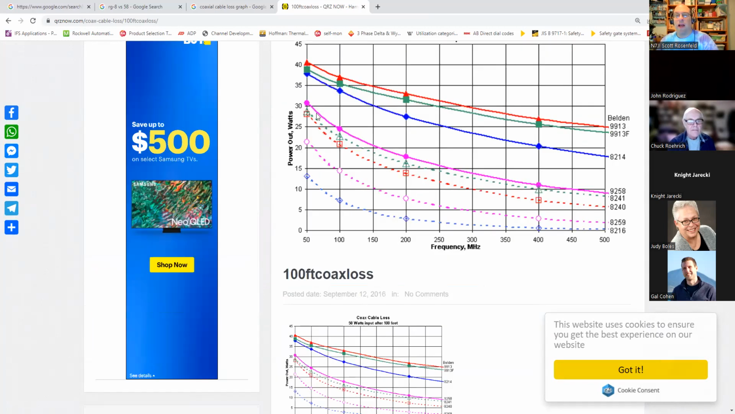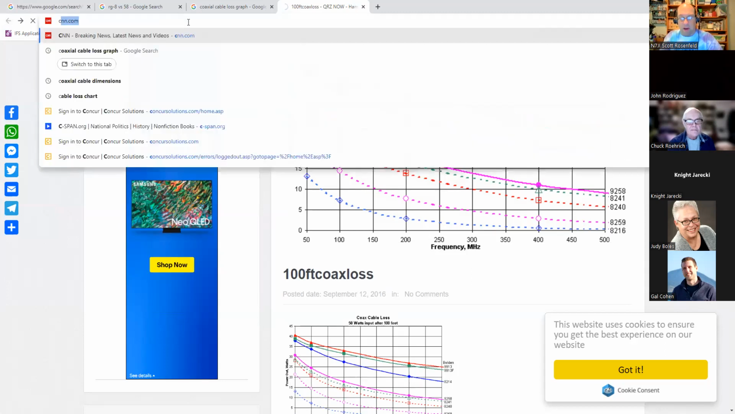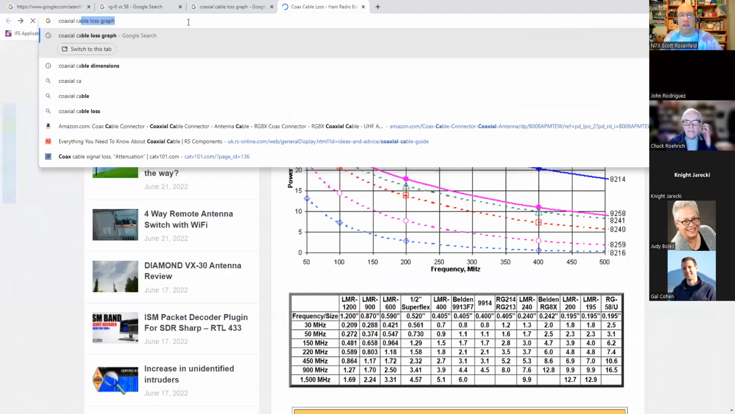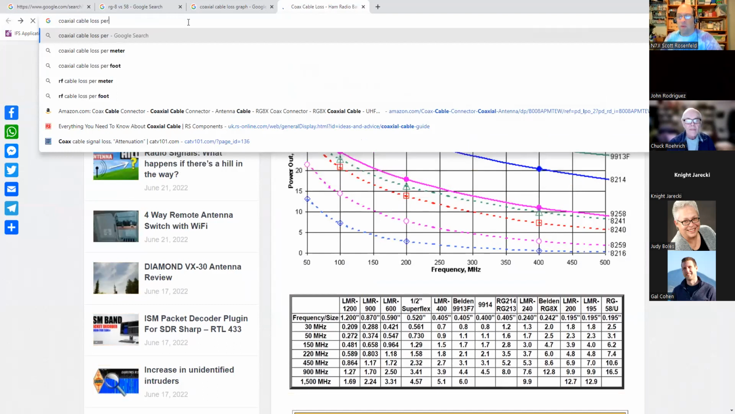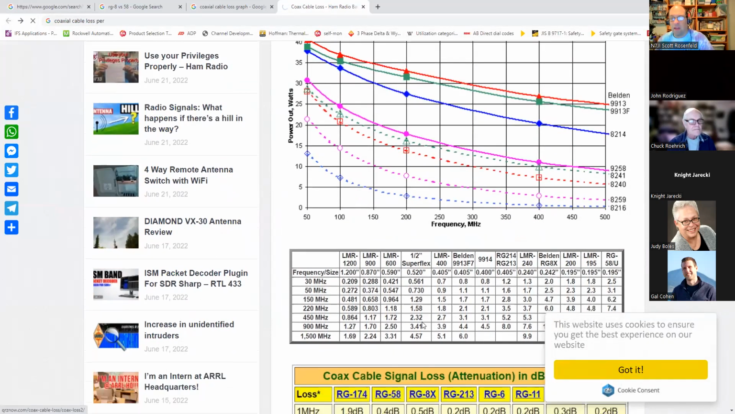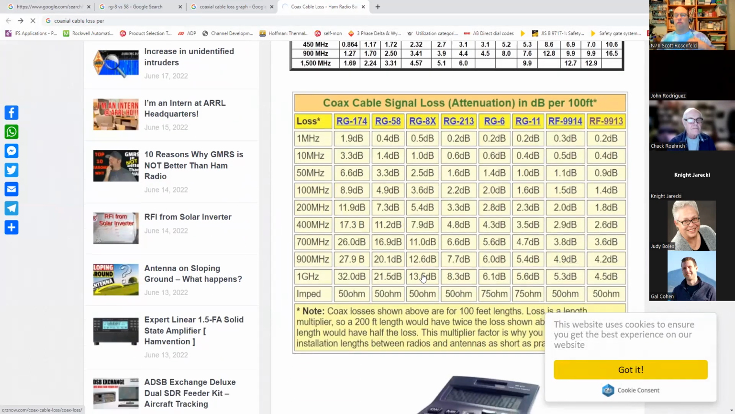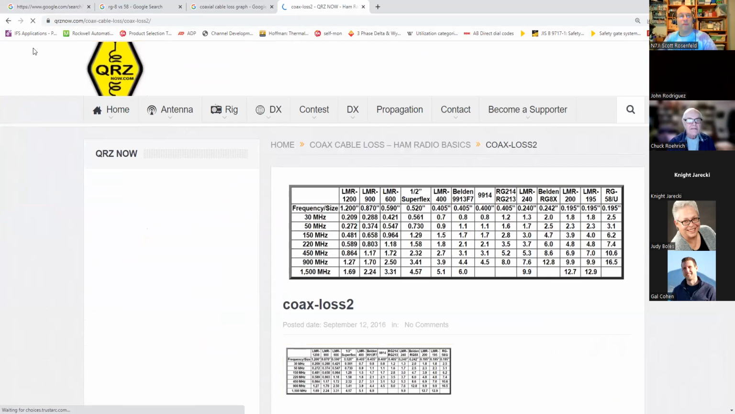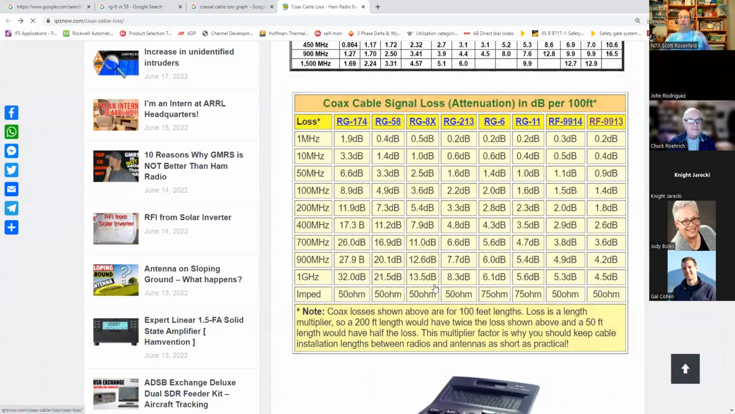Similarly, we also have, let's see, coaxial cable loss. Ooh, that's a good one right there. Per 100 feet. Here we go, at different frequencies. That chart that's right in the middle, darn it, wasn't supposed to change. There we go. Notice that, let's pick a particular cable.